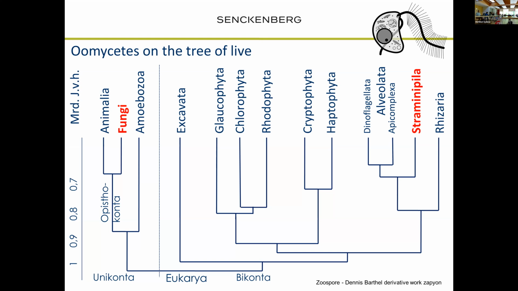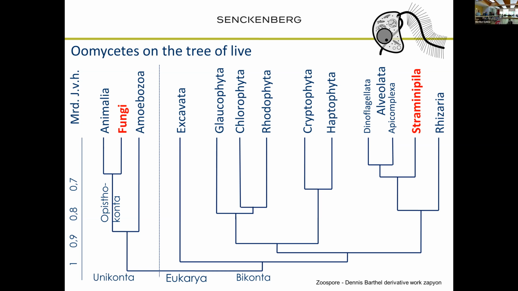Okay, so if we look at Oomycetes on the tree of life, what we had before were the fungi. You can find the fungi on the left side next to the animals, so they are our sister group, so to say. The Oomycetes belong to the Stramenopila, which is something completely different. You can see them on the right side in this tree. The Stramenopila are related, for example, to alveolates, where we have the dinoflagellates and apicomplexans, such as malaria.